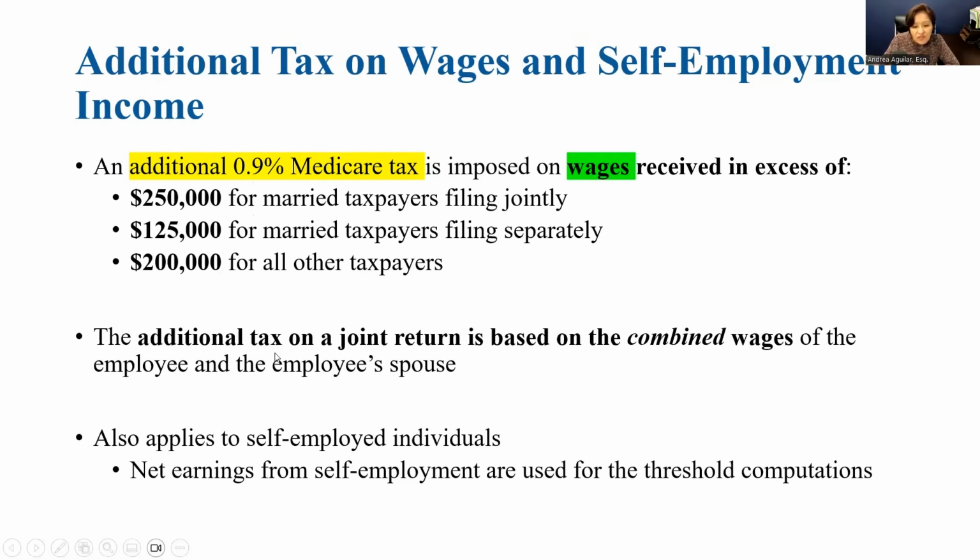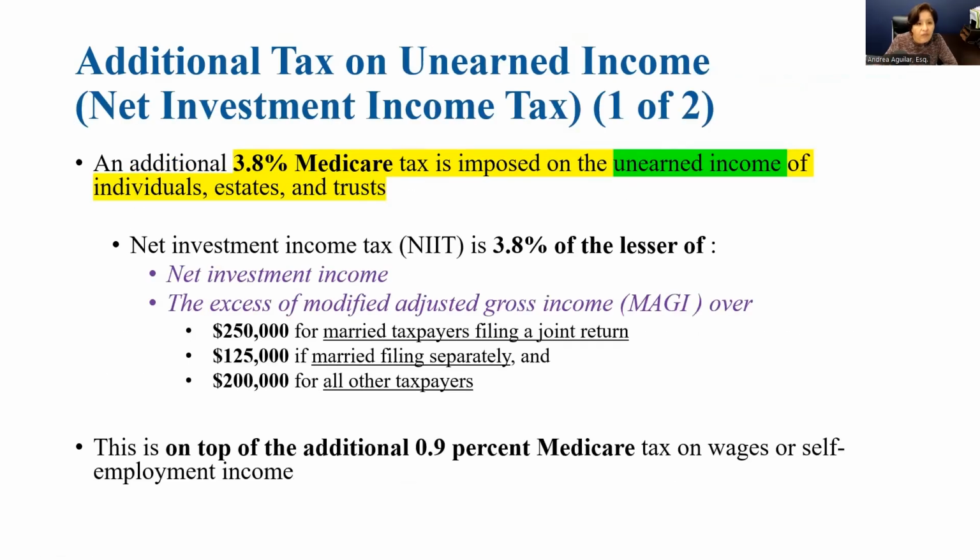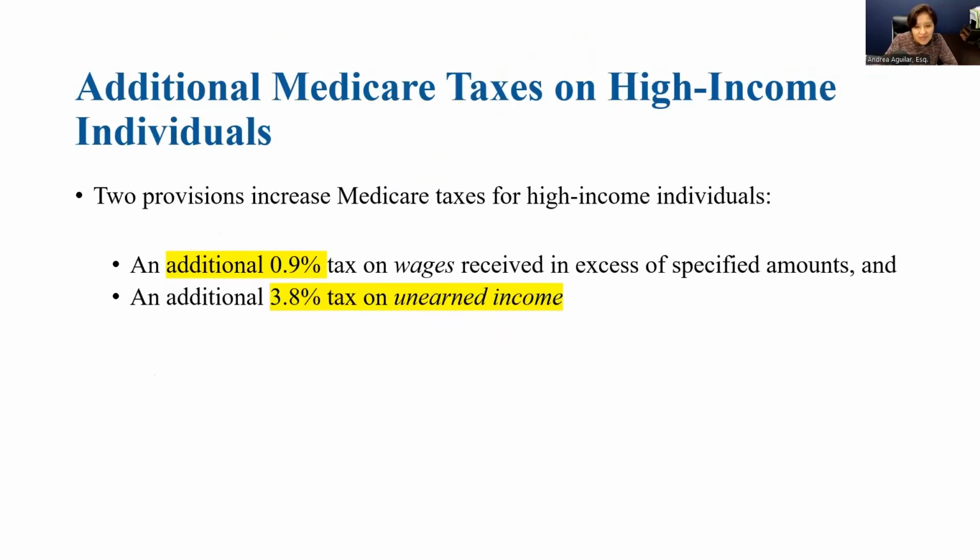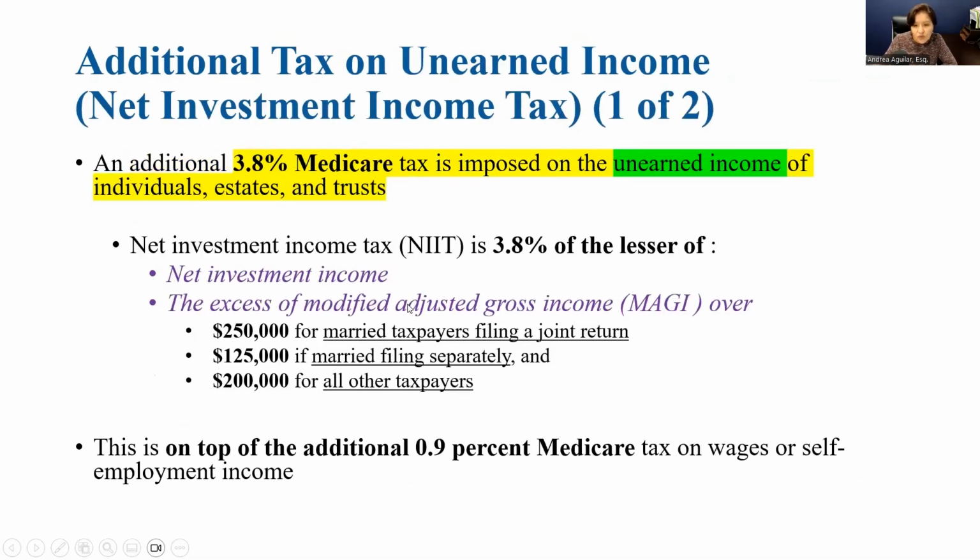The additional tax on a joint return is based on the combined wages of the employee and the employee's spouse. It also applies to self-employed individuals, whose earnings from self-employment are used for the threshold computation. Okay, so this 0.9% Medicare tax is imposed on both employees and self-employed individuals. Additional tax on unearned income. Like I said, there are two taxes imposed on high-income individuals. One is the Medicare tax, the 0.9%, and the other is the additional 3.8% tax on unearned income. And that is what we're going to look at right now.